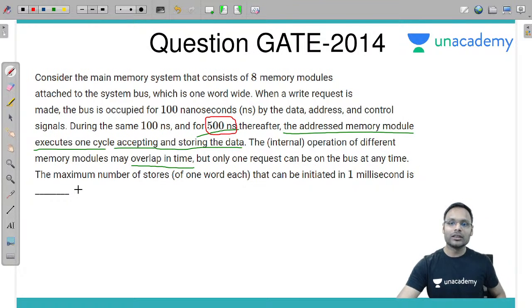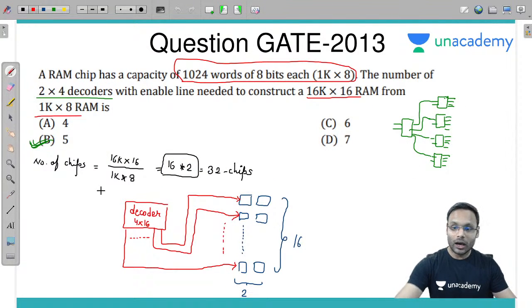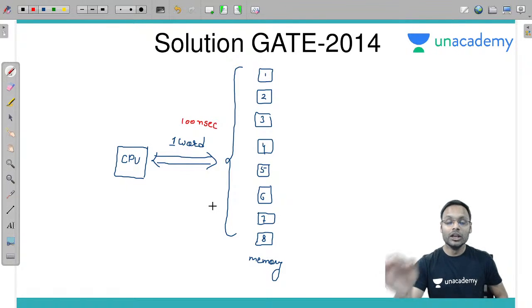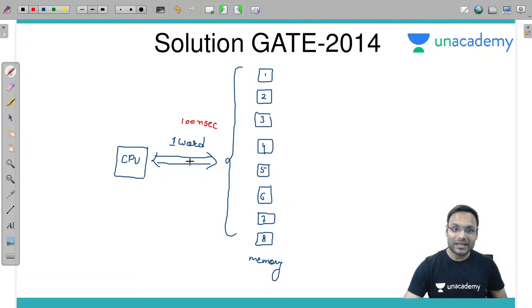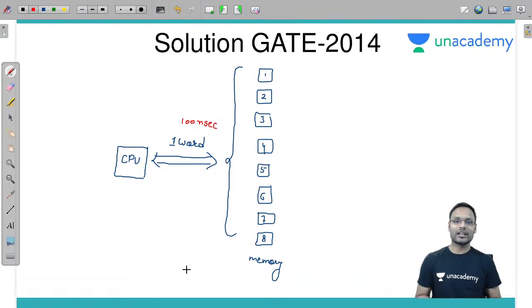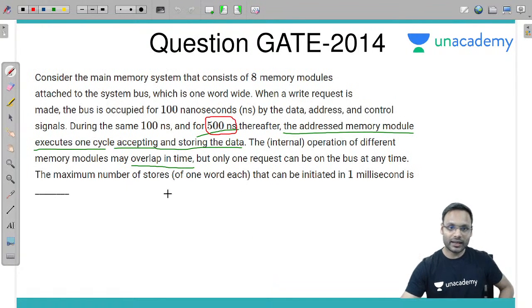request can be on the bus। But जो 100 nanosecond वाला work है, that 100 nanoseconds वाला work which the bus is taking, that particular 100 nanoseconds वाला work will be done only one at a time। क्यों? Just because single bus is there, but the modules are 8, so multiple modules can perform that 500 nanoseconds वाला work in parallel। आगे बढ़ते हैं। क्या दे रखा है?